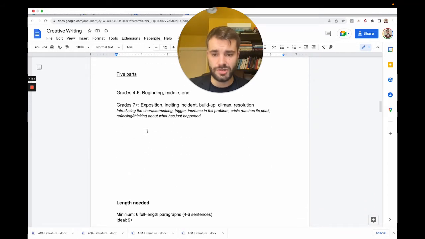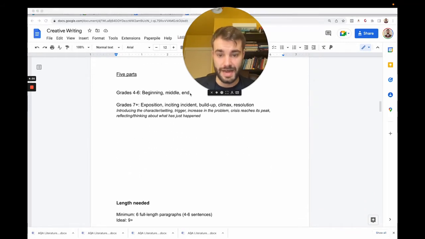So a very simple structure that you can follow is a beginning, middle, and end. A better structure, if you're aiming for grade 7 or above, is 5 parts. Exposition, which is like an introduction and background. Inciting incident, which is the trigger that starts the action. The build-up, when the action's increasing. The climax is like the peak of the action, or the big problem they've got to solve, and the resolution is the outcome. So what was the end result? What happened? Did they solve the problem or not?